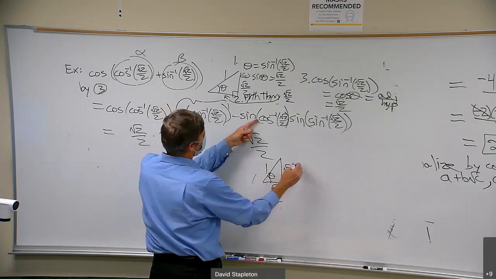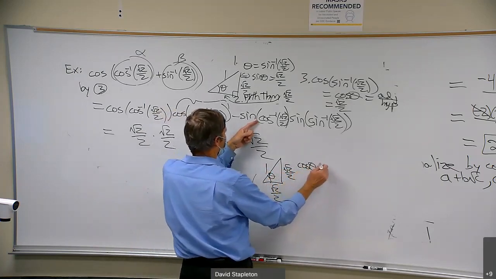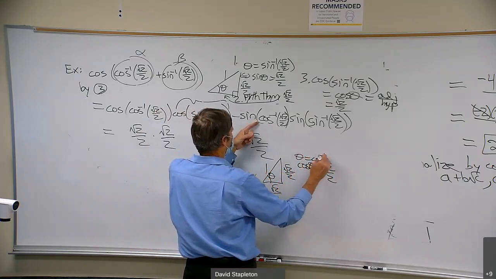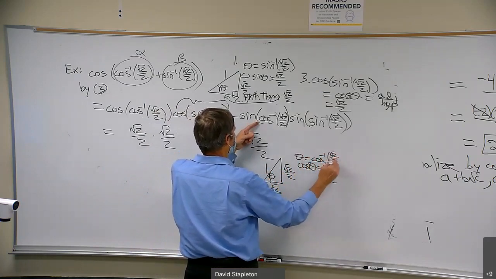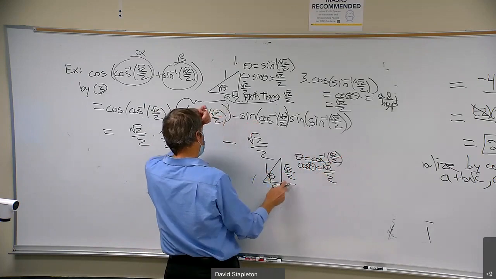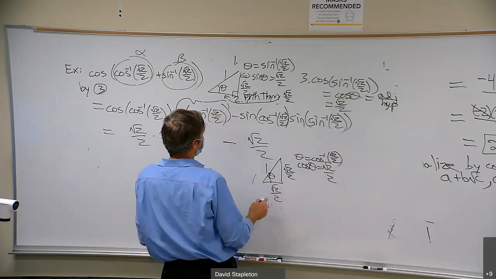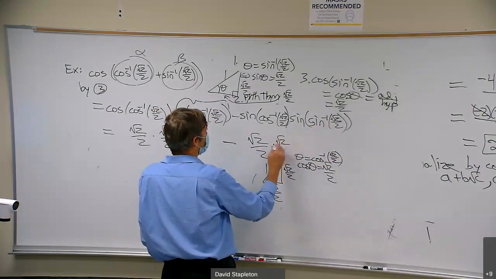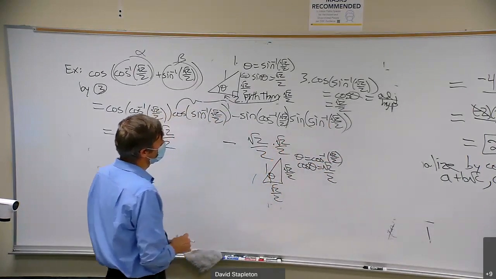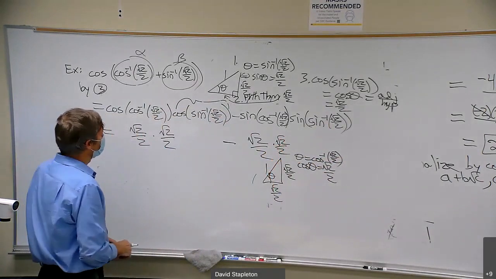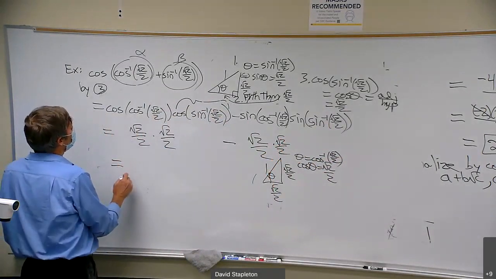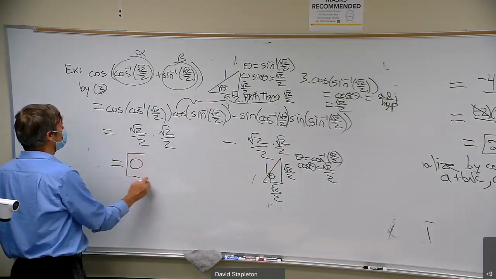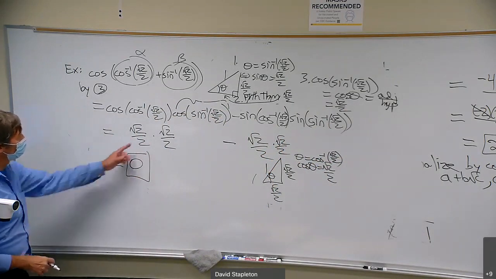Setting up so cosine theta is square root 2 over 2. Now the sine of the arc cosine is square root 2 over 2. And then sine of the arc sine undo each other and you get square root 2 over 2 here. Evidently, this one comes out to be 0. This minus the same.